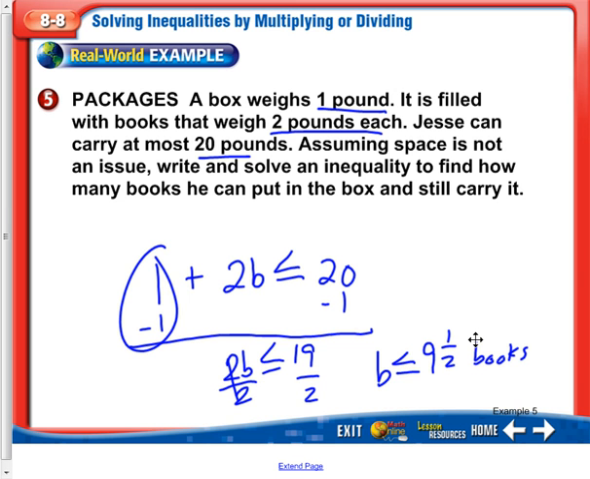So Jesse can fit 9.5 books. So it asks how many books can he put in? Well, he can't put more than 9 in. So the books would be b is less than or equal to 9. That's as many. He can't put more than 9 books in.